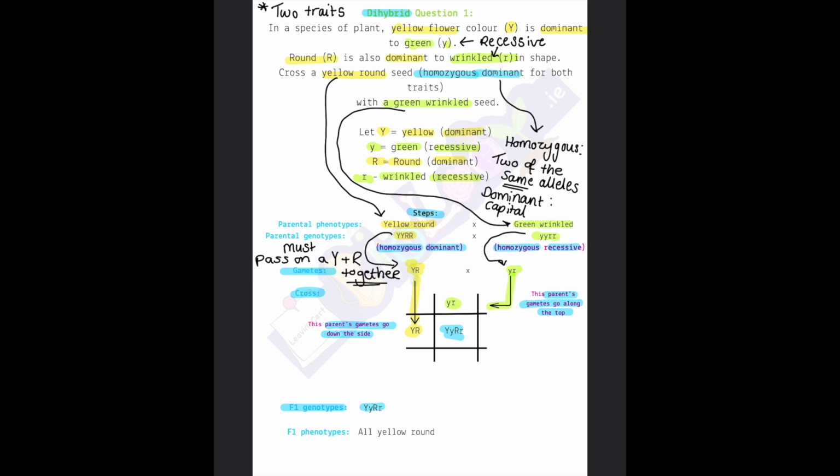So we just copy out the genotypes from the cross, big Y, big R, small r. The dominant is present, so this is heterozygous for both traits. We have a big and a small for both traits. But because the dominant is there, the dominant is going to be expressed. Big Y codes for yellow and big R codes for round. So all of my phenotype, my physical appearance of my offspring, is going to be all yellow round. The dominant will always be expressed unless you were told in the question that there is incomplete dominance.